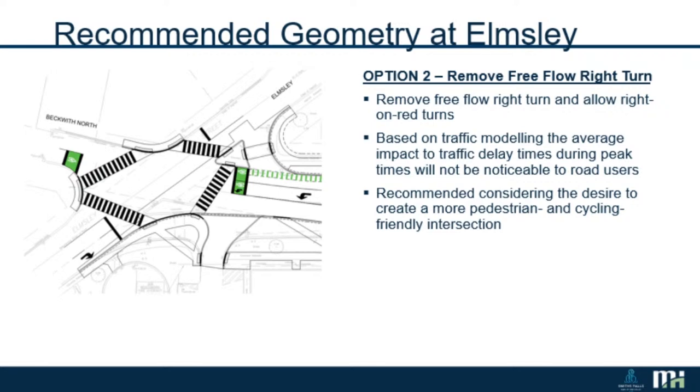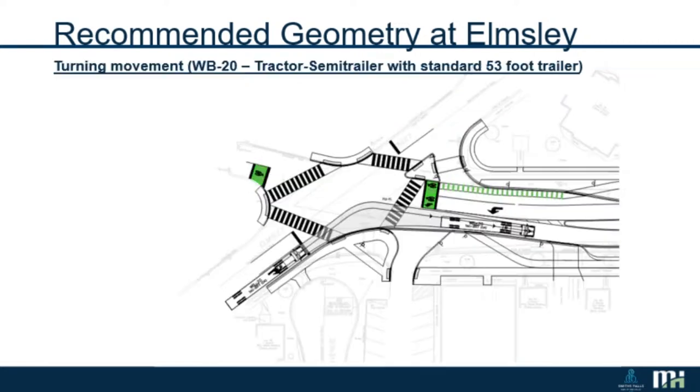I'll note, if we go to the next slide, just this slide verifies that the design of this corner has taken into account a WB20 design vehicle, which is a tractor semi-trailer with a standard 53-foot trailer. So the largest vehicles that would typically be using this route. So those type of vehicles can still negotiate this turn without encroaching onto any other lanes.